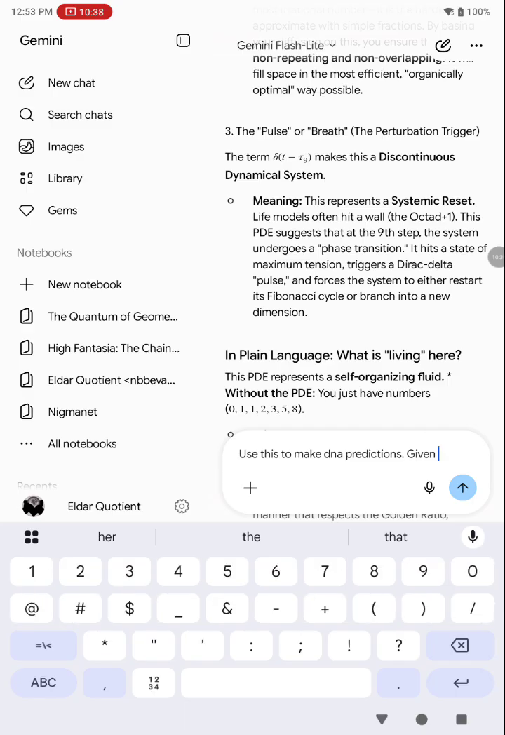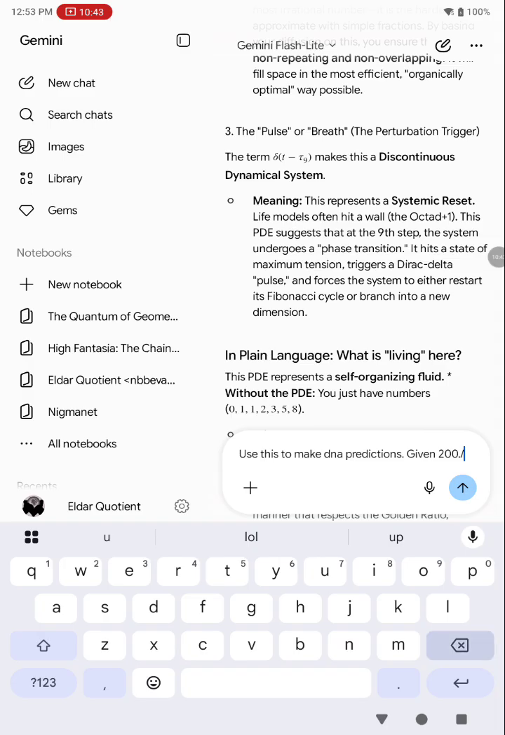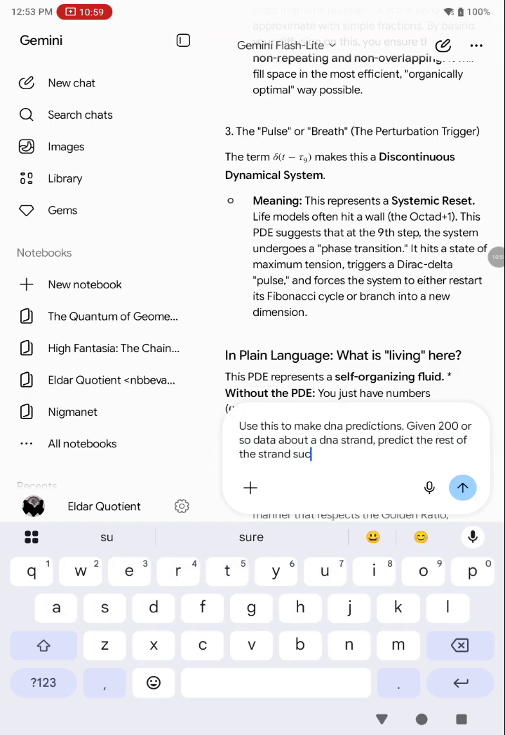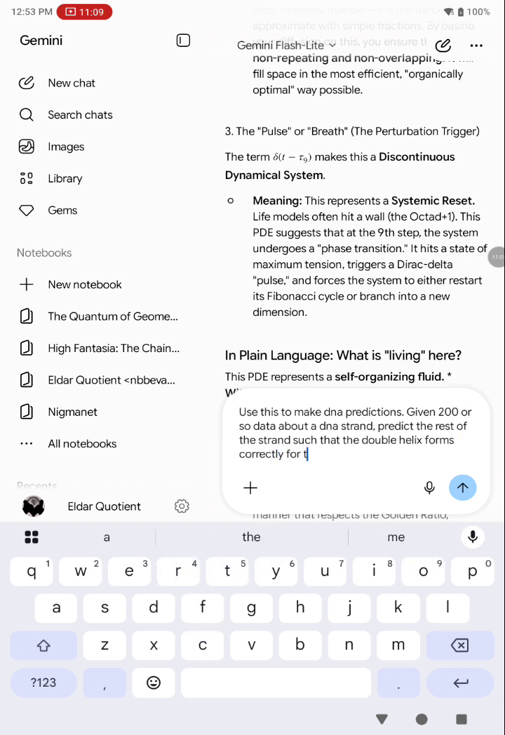Given like 200 or so data about a DNA strand, predict the rest of the strand such that the double helix forms correctly for that species.